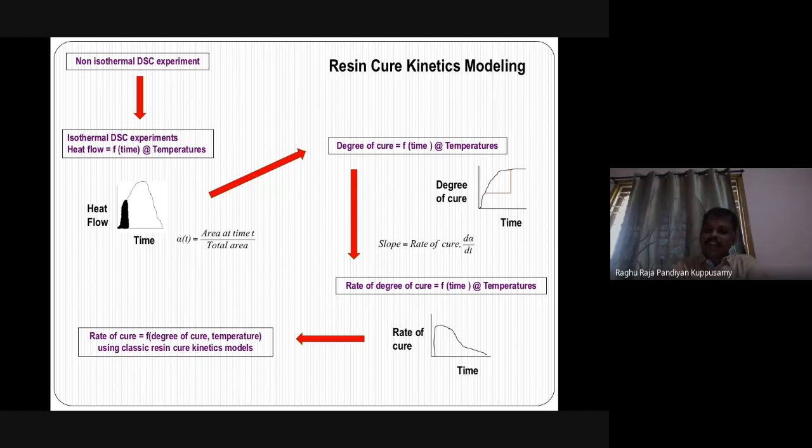Then you have to take the slope, the rate of cure, d alpha by dt. You will get the slope at every instantaneous time, which is nothing but the rate of cure as a function of time at different temperatures. From the rate of cure and time curve, you can easily model rate of cure as a function of degree of cure and temperature using classical resin cure kinetics models. There are a lot of models available for this. You will see how it is modeled in the later stage of the presentation.